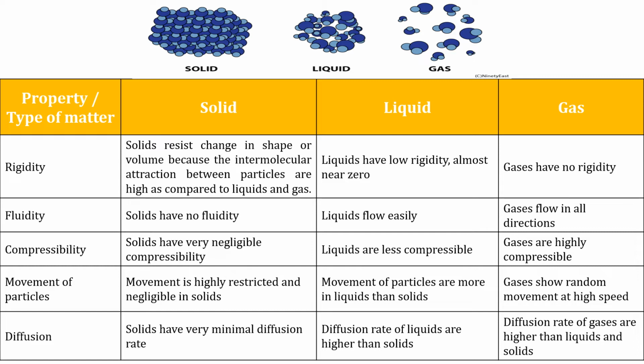Now let's see movement of particles. Movement in solids is highly restricted and negligible. Movement of particles is more in liquids than in solids. Gases show random movement at high speed. Diffusion. Solids have a very minimal diffusion rate. The diffusion rate of liquids is higher than solids. The diffusion rate of gases is higher than liquids and solids.